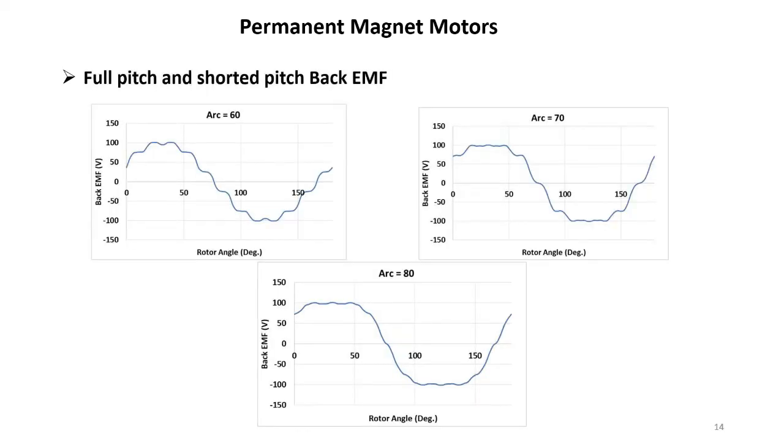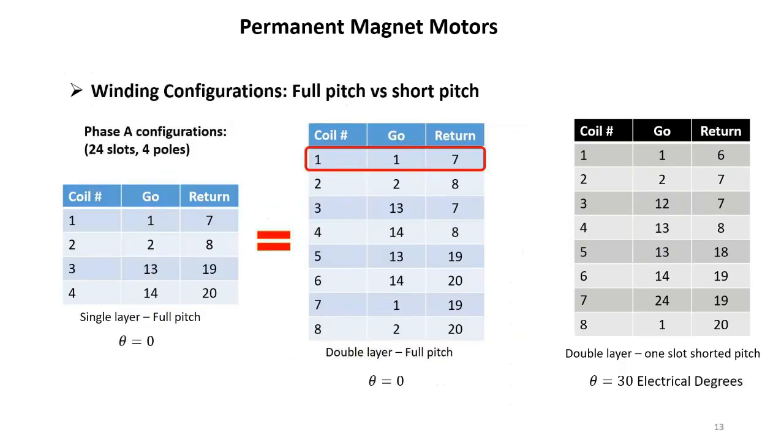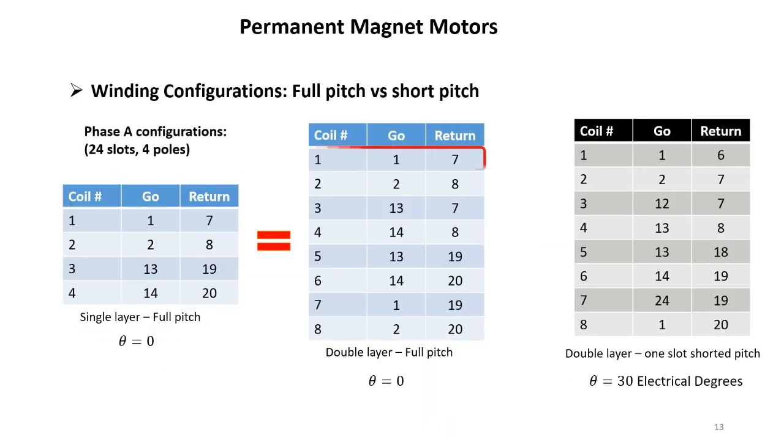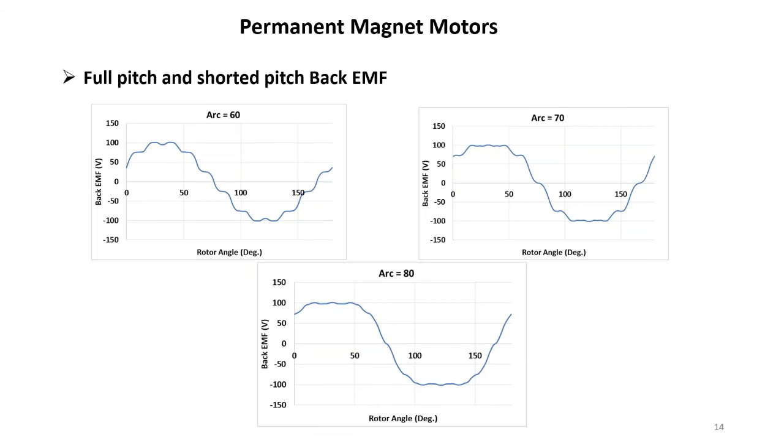So by doing this, you can see the waveform is getting smoother. You can clearly see from here for the R16, and if you compare it with this one, which is here for the 60, then you will see here it's a little smoother. The same goes for the 70 and 80.